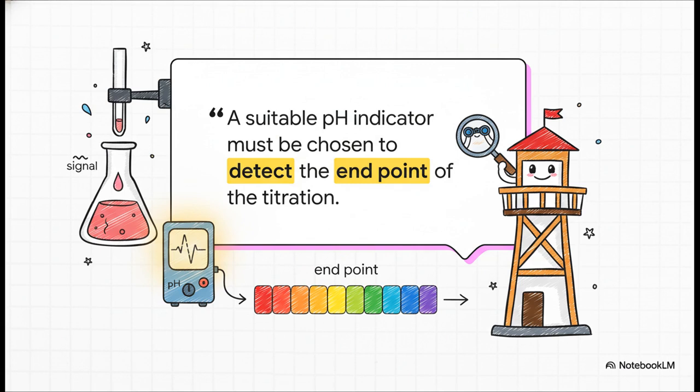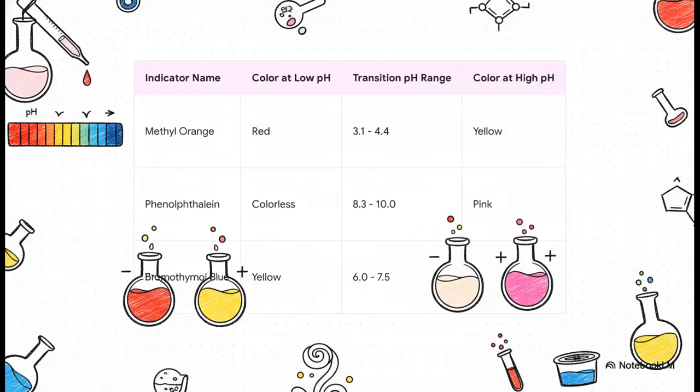Choosing the right pH indicator is everything. Think of it like a little spy in the solution, waiting to give you the signal that the mission, the neutralization, is 100% complete. And it's not a one-size-fits-all kind of thing. There are tons of different indicators out there. A chemist will pick a specific one based on the acid and base they're using.